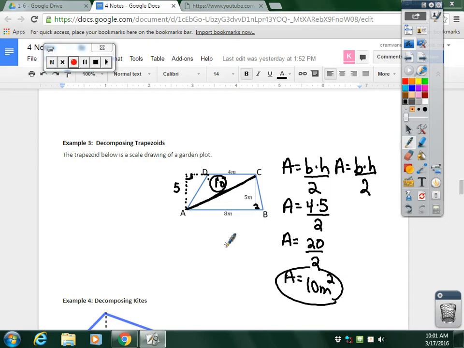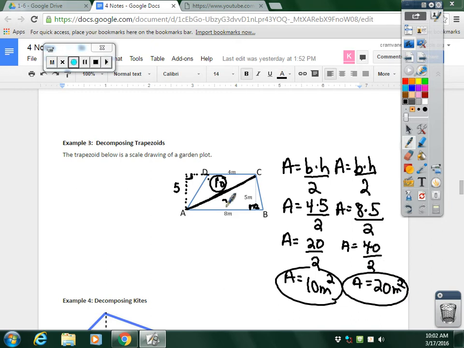Alright, triangle number 2. Its base is 8. This has a 90-degree angle too if I want to add it in. My height is 5, and I have to divide it by 2. 8 times 5 is 40. 40 divided by 2 is going to give you an area of 20 square meters. And when I add the 2 of them together, this whole trapezoid has an area of 30 square meters. Kind of fun. Last one.